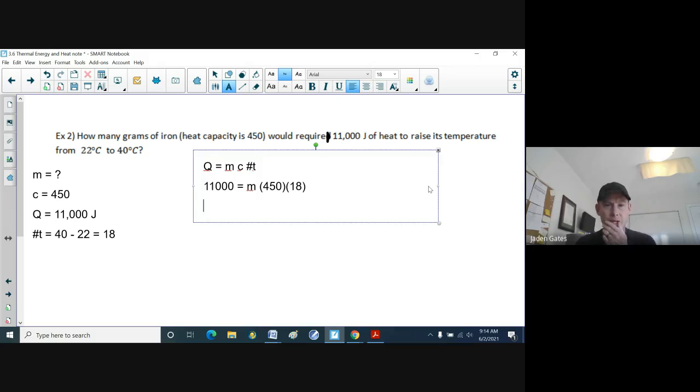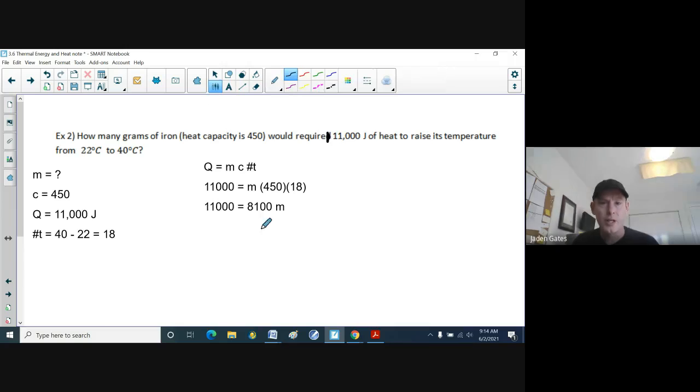All right, so I need to simplify this. Well, 11,000 is staying, but I can take 450 times 18. And again, when I'm multiplying, it's in any order, so I usually put the number in front of the letter. So I got 450 times 18 is 8,100. Then I'm going to divide both sides by 8,100 to get mass by itself. Those 8,100s divide each other out, and so I got the mass down here.